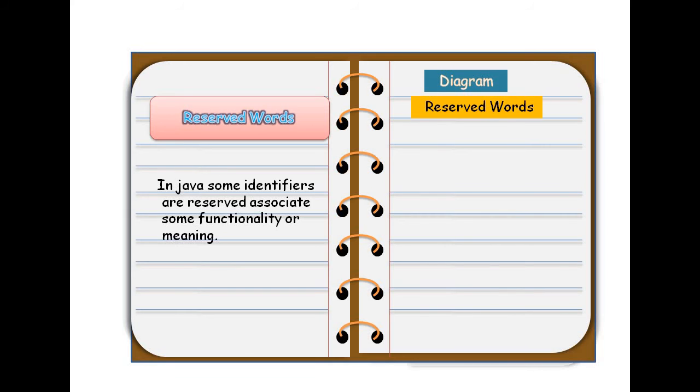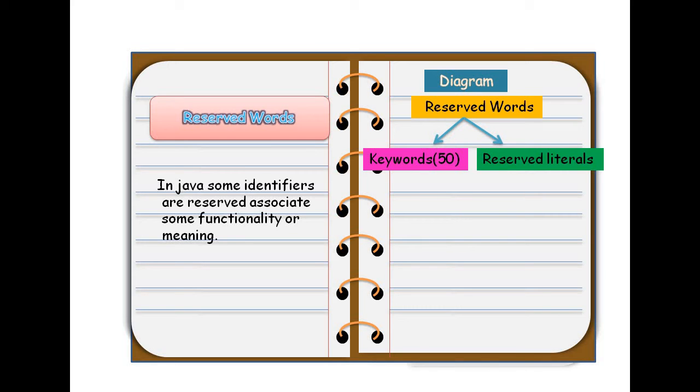There are two types of reserved words. One is keywords, another one is reserved literals. We are having 50 keywords. Later we will see in a detailed manner about keywords.